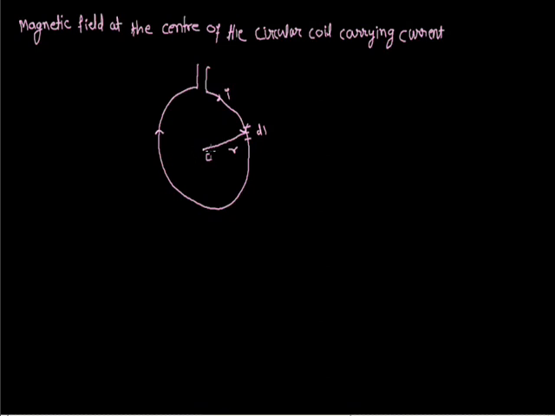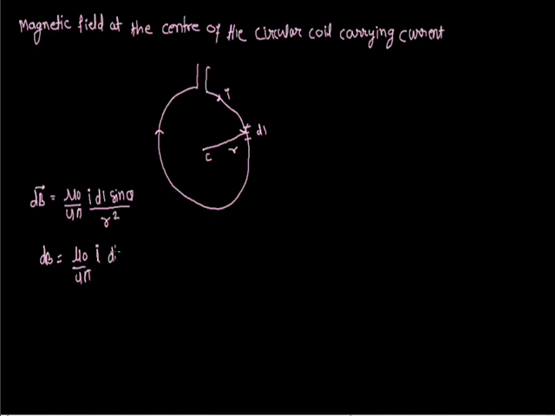The magnetic field due to the small element dl at the center, from the Biot-Savart law, is dB equals mu naught upon 4 pi, I dl sin theta, upon r square. If we consider only the magnitude of the magnetic field dB, the current flowing through the coil is I.